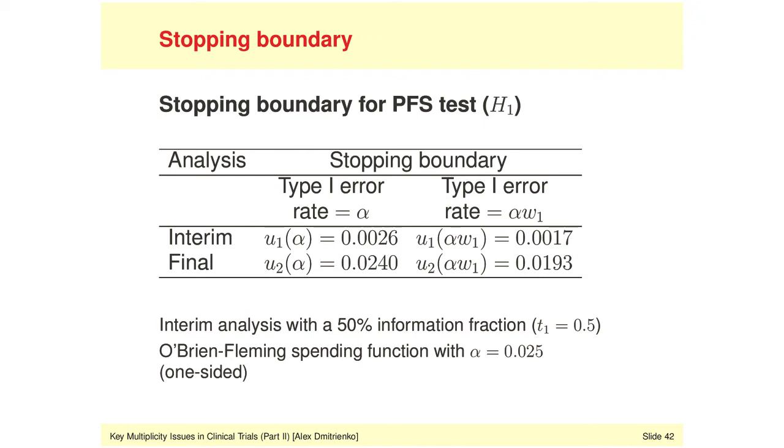And the second column under the heading type 1 error rate is equal to alpha times W1 will correspond to the adjusted significance levels corresponding to the case when we only begin testing the null hypothesis H1. We're not coming back to it in stage 3. I know it may sound a little bit confusing, so let me walk you through this process very carefully, one slide at a time. In addition, we will need to define a stopping boundary for the overall survival test.